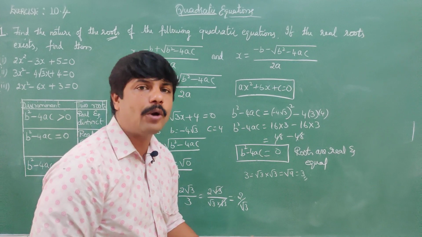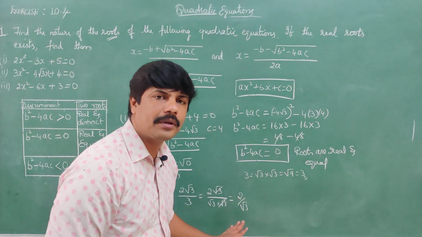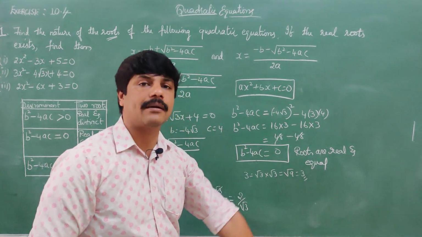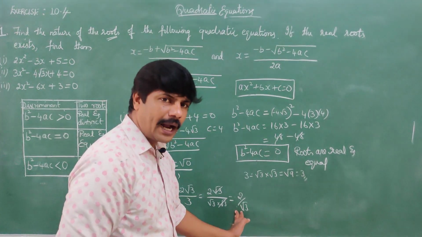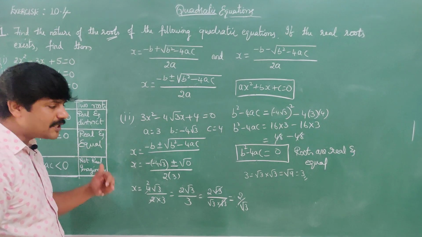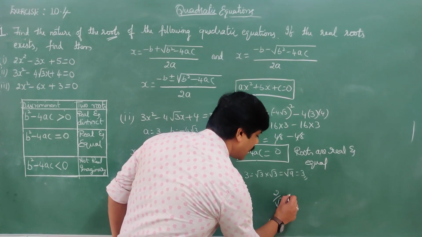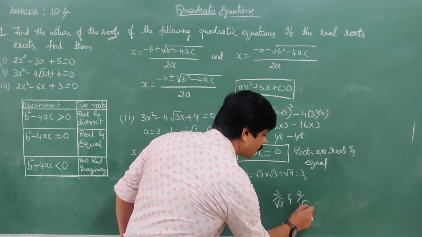Roots are real. How can you know roots are real? Because 2 by root 3 is a real number. Understand? And they are equal. They are equal. That means both the roots are nothing but 2 by root 3 and 2 by root 3.